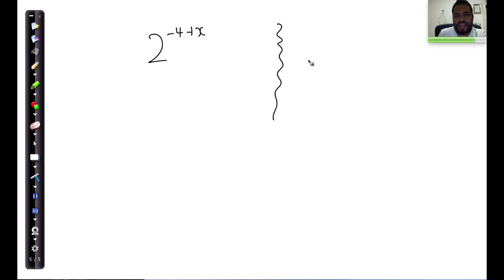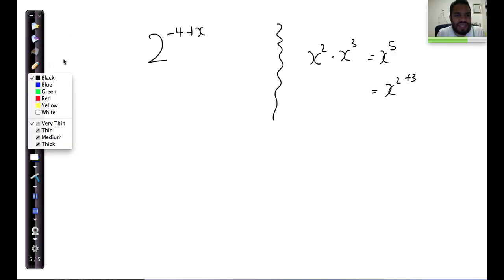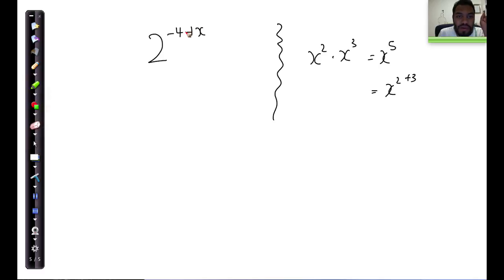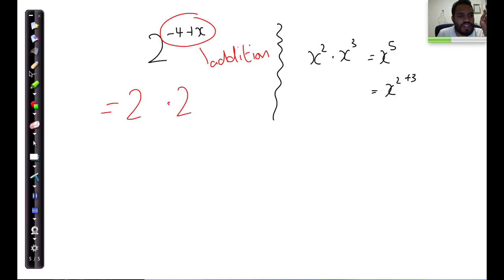Let's see, what if I had x to the power of 2 multiplied by x to the power of 3? You'll say, well, Imad, that's just x to the power of 5. Now, how do you know that? You know that because that's actually equal to x to the power of 2 plus 3. What I'm trying to demonstrate here is that if in the exponents there is addition, then you can always break it down into the following. Same base, 2 multiplied by another 2, and the exponents will just be the individual terms of the exponents above. So that's 2 to the minus 4, and that's going to be 2 to the power of x.